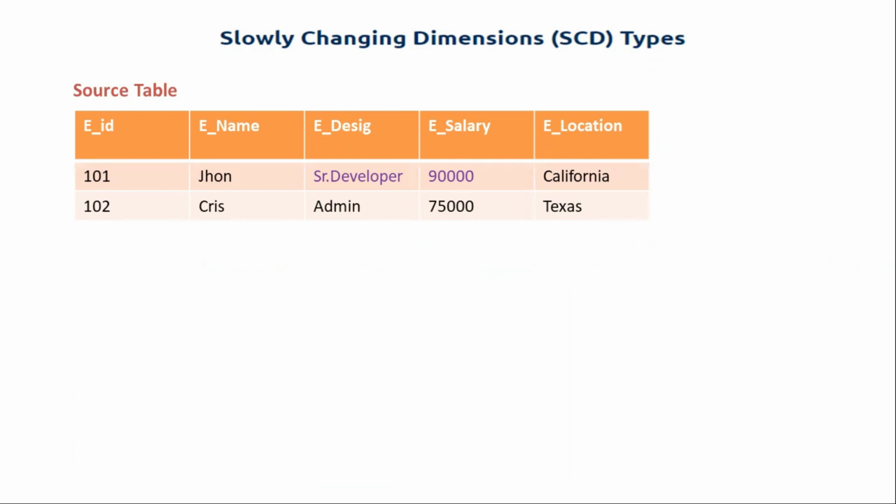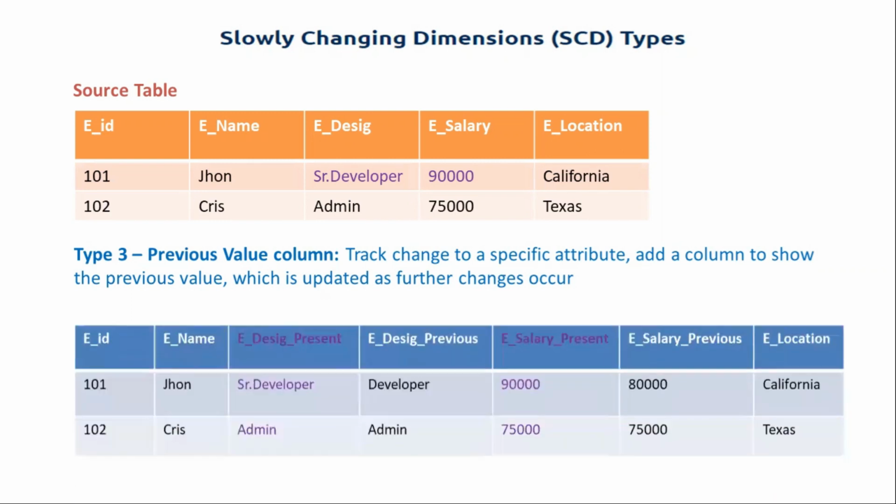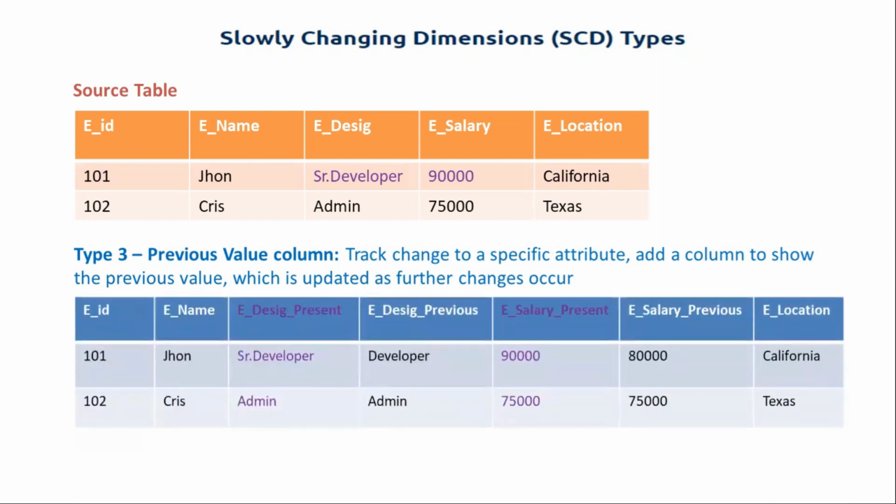Type 3. If you see type 2, it is row based, right? New rows we are adding. But when we discuss type 3, it will add the details at a column level. Okay, and here surrogate key is not required and flag is also not required. You will come to know why we do not require these 2 columns as compared to type 2. See here, salary and designation change, right, for this job.